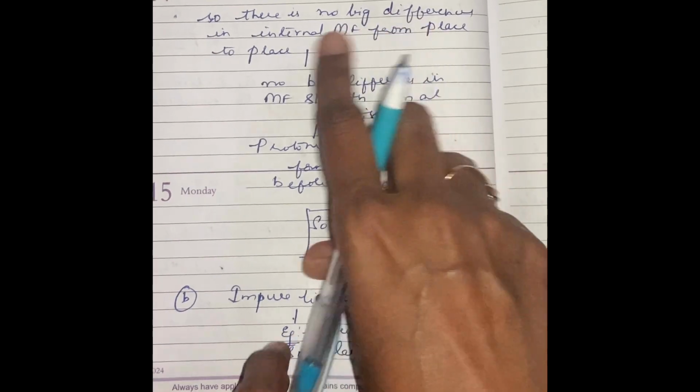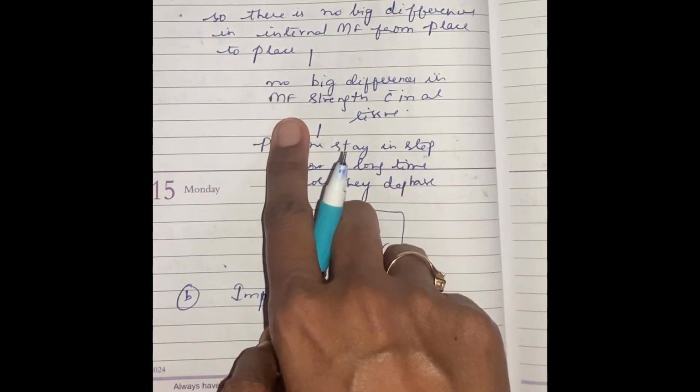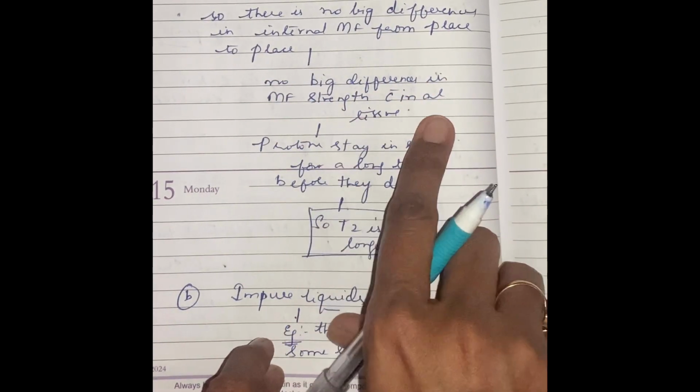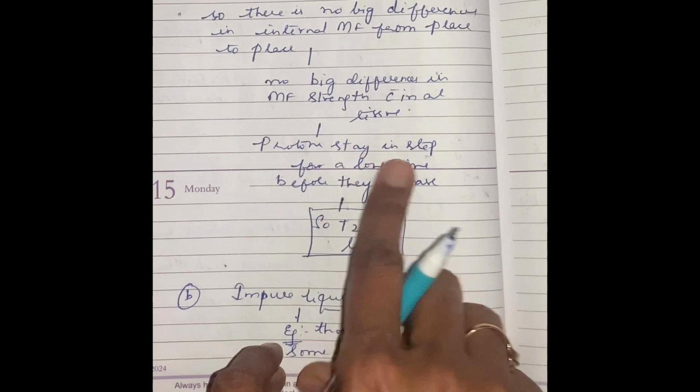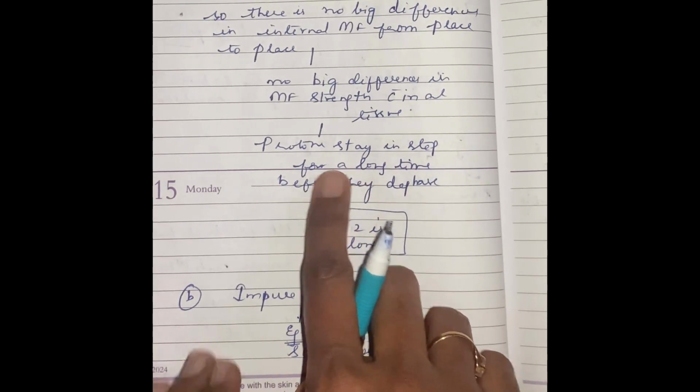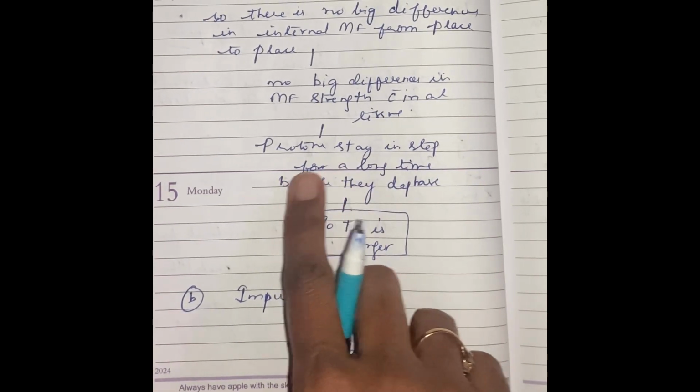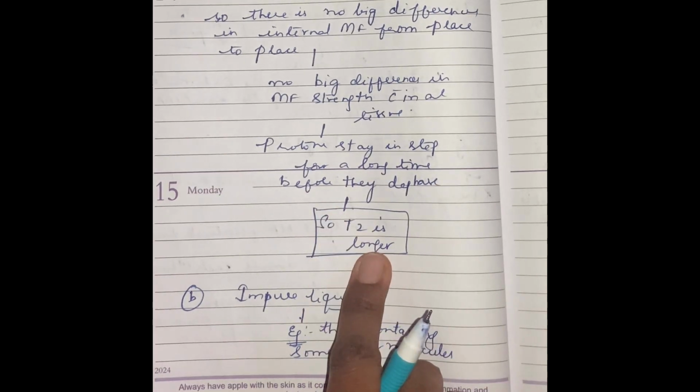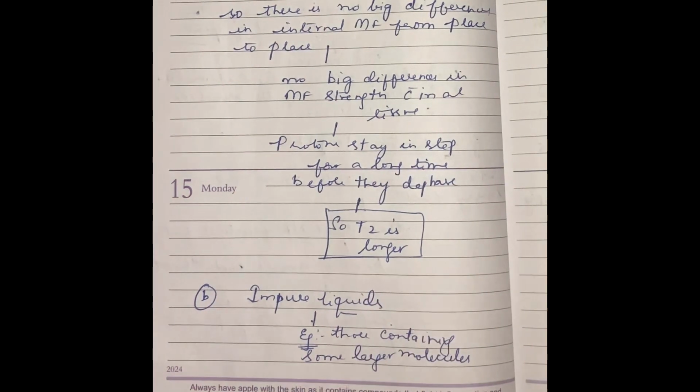So there is no big difference in the internal magnetic field from place to place, no big difference in the magnetic field strength within the tissue. So protons stay in step, so they do not go out of phase. There is not much inhomogeneity. So protons stay in step for a long time before they dephase. So T2 is longer. Very good.